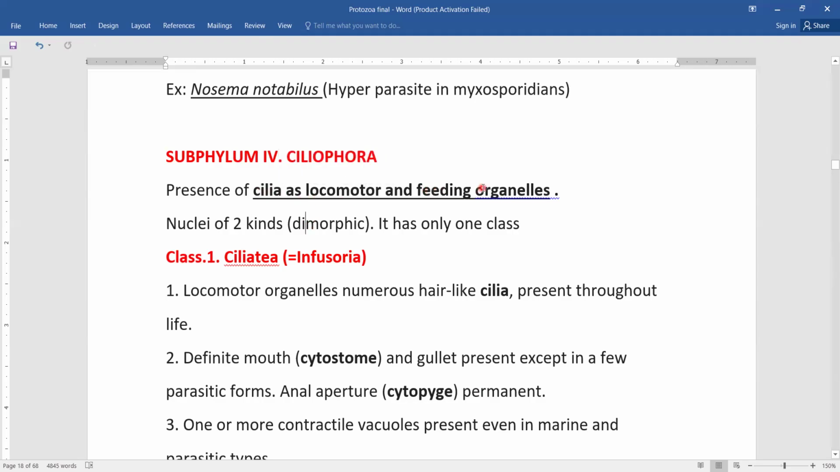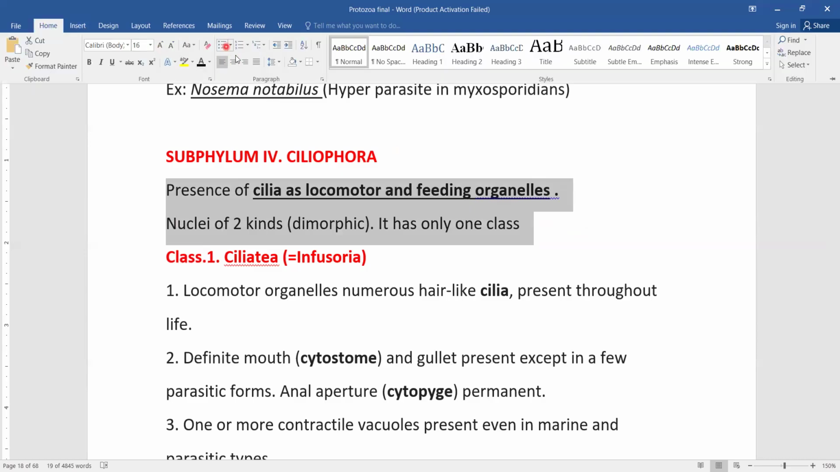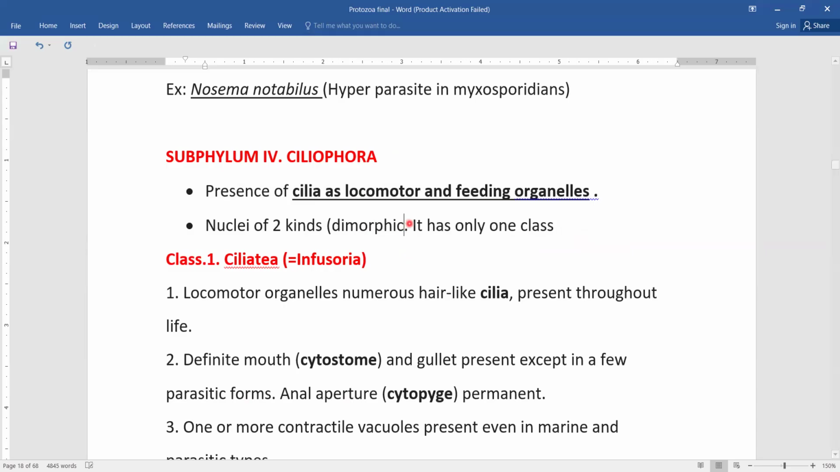Cilia are locomotory organelles and also feeding organelles. So this is also an important point. These animals contain two kinds of nuclei, dimorphic nuclei. These organisms are binucleate organisms. One is the macronucleus, another one is the micronucleus.